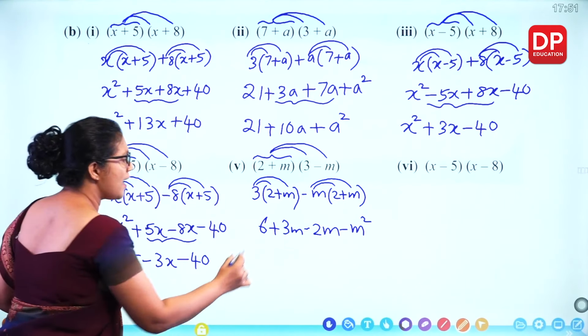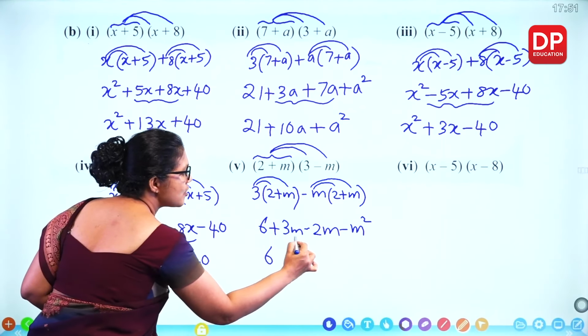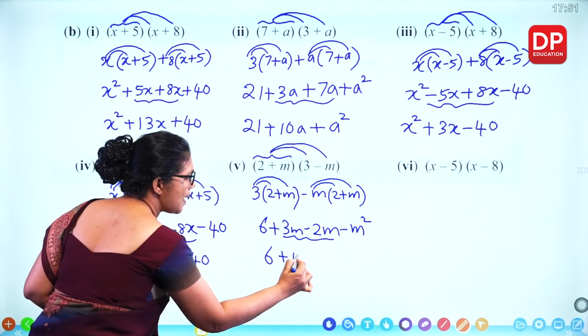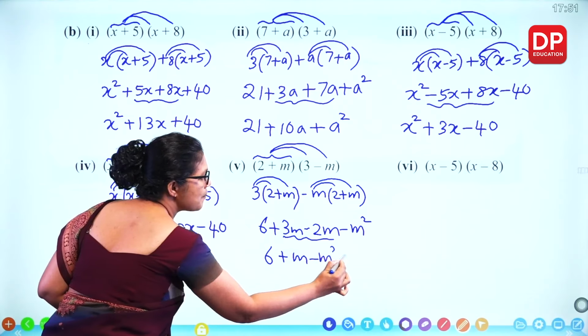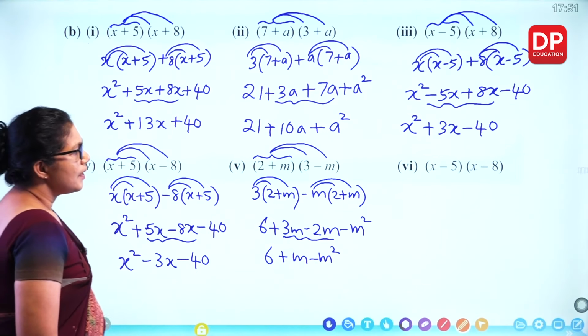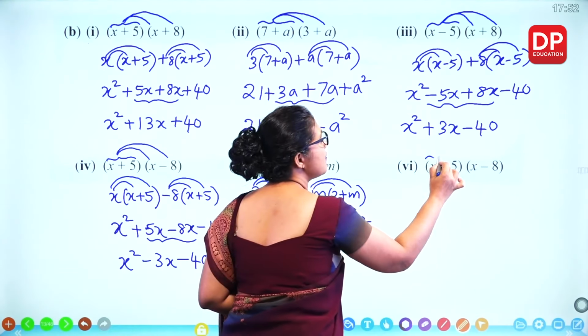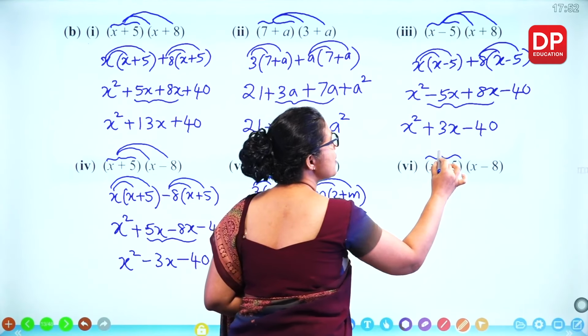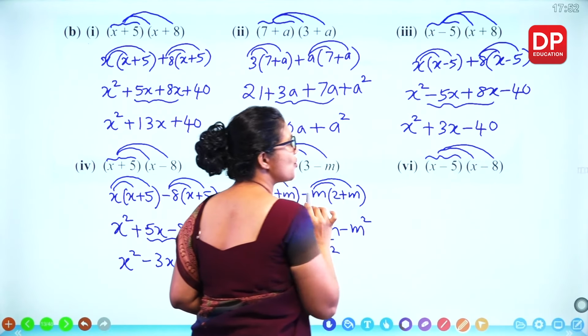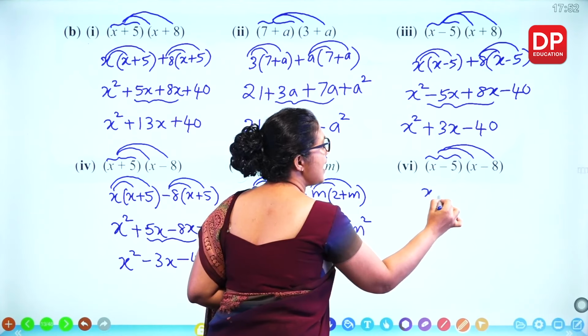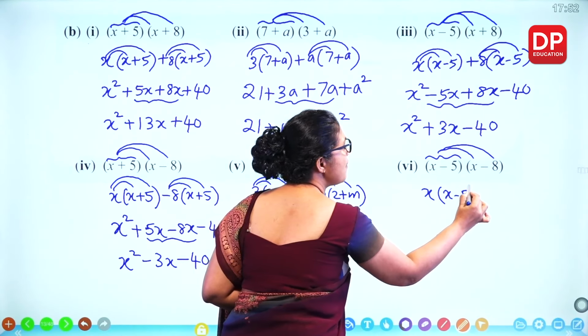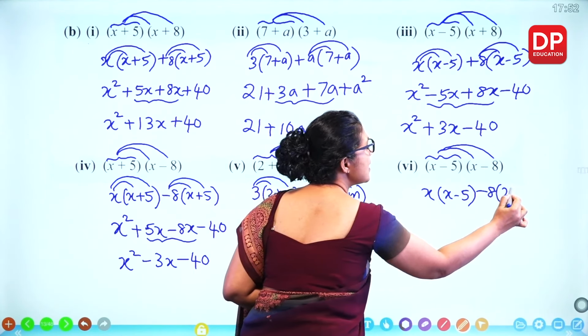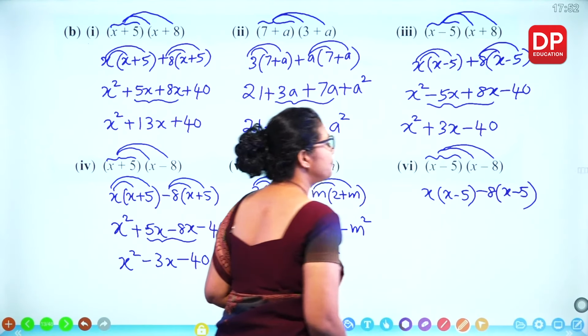When you simplify, you get 6. 3 and minus 2 becomes plus m minus m squared. And this one, again, we'll take this as one expression, multiply these two. So you will get x with x minus 5 minus 8 with x minus 5.